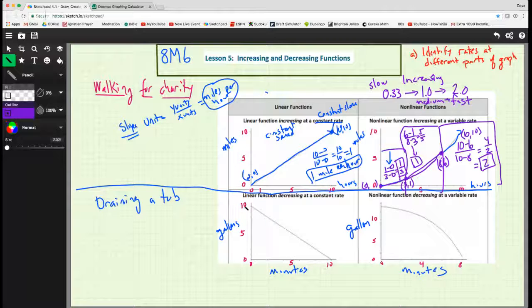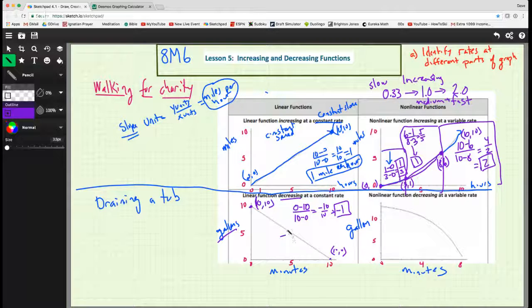In the bathtub example, we are draining, well, let's see, this is 0, 10. So we start with a bathtub with 10 gallons of water. At minute 0, we have 10 gallons. And at minute 10, we have 0 gallons. So our slope is 0 minus 10, our change in y, over our change in x, 10 minus 0, which is equal to negative 10 over 10, which is equal to negative 1. Why is it negative? It's because we're decreasing. We learned that in the last lesson, that negative means decreasing.